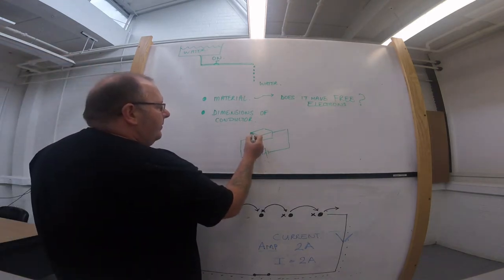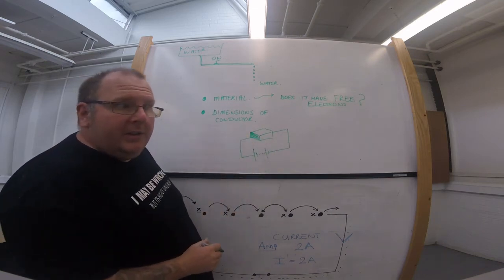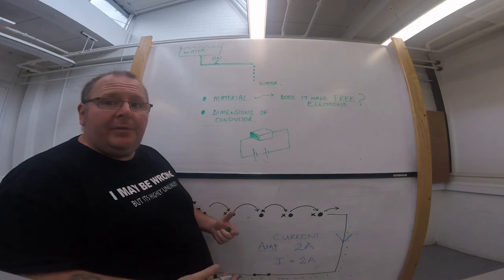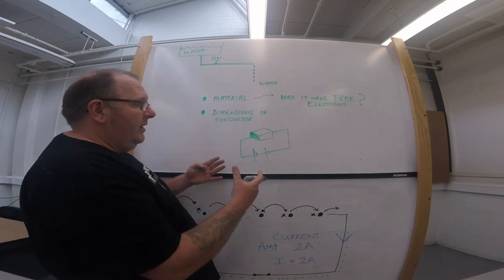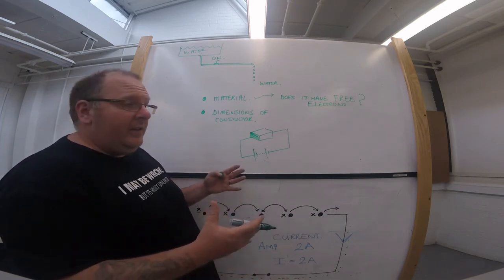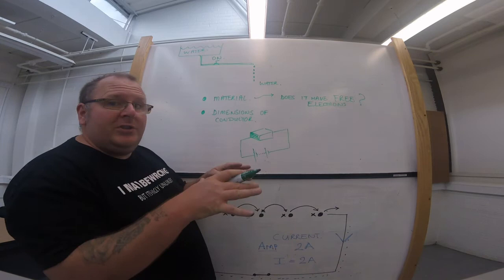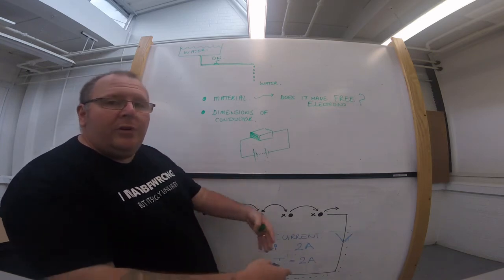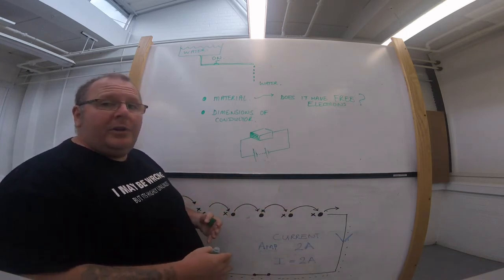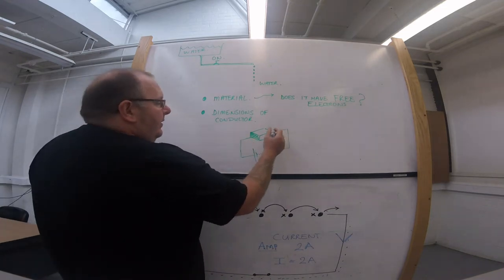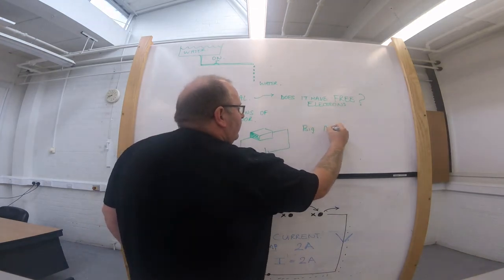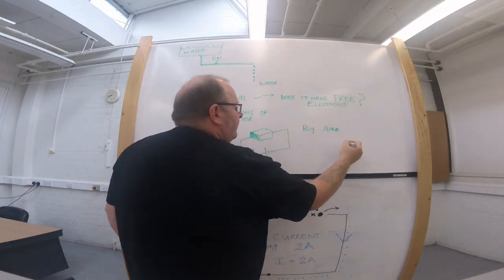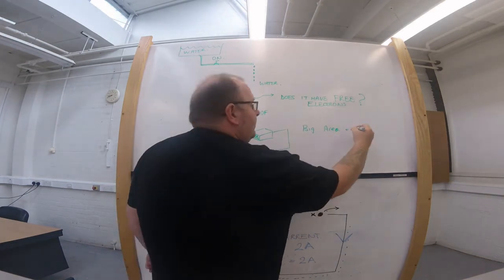the area is important. The bigger that area is, the more atoms there are, so the more free electrons there are to be moved around. So if you make that area bigger, then you are reducing the resistance. You're allowing more electricity to flow in the form of current. So, big area equals low resistance.